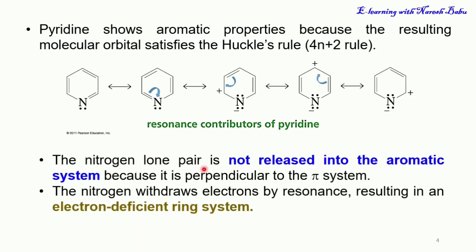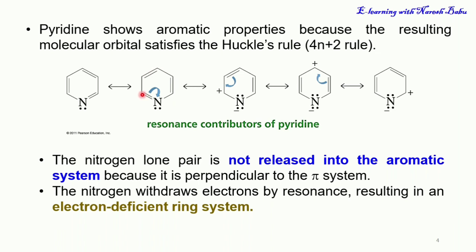So the nitrogen lone pair is not released into the aromatic system. If you observe clearly in all these images, the lone pair of electrons is present in the sp2 hybridized orbital, which is not released into the ring system, because it is perpendicular to the pi system. So the nitrogen withdraws electrons by resonance, resulting in an electron deficient ring system. We know that nitrogen is an electronegative atom compared with the carbon atom. So the electrons are pulled towards the nitrogen atom. For that reason, the ring is electron deficient.